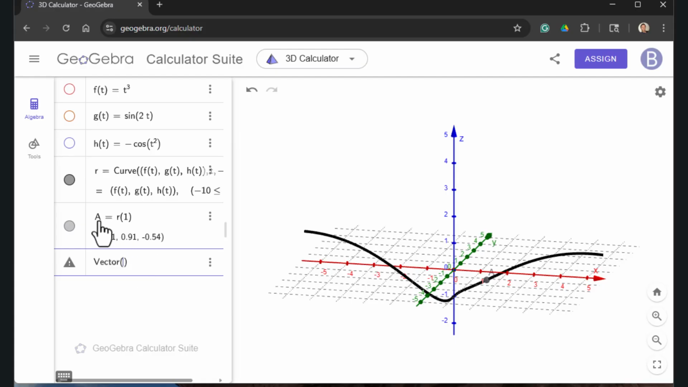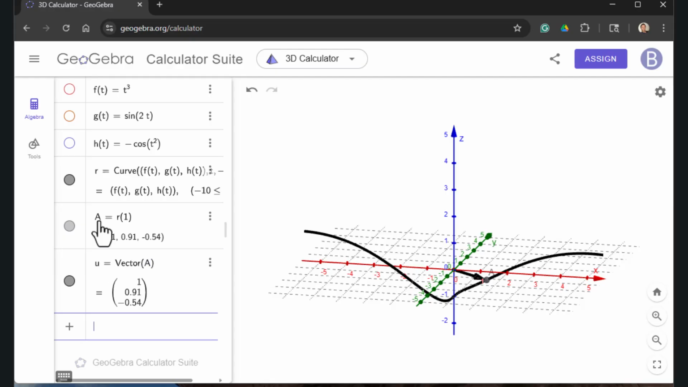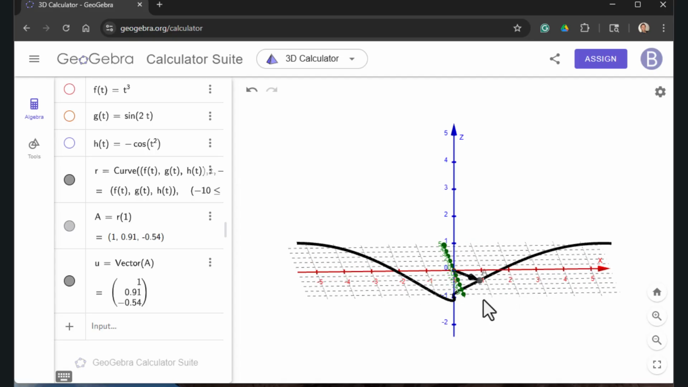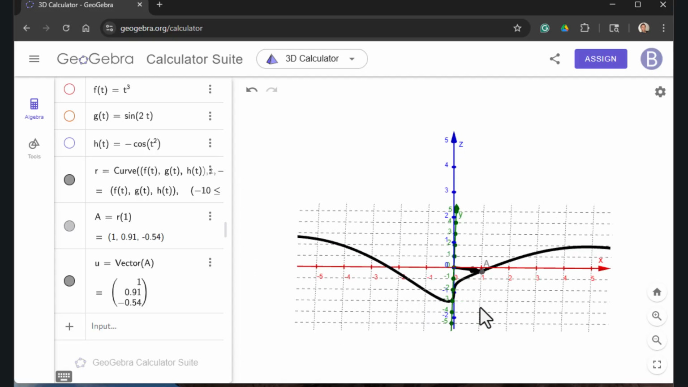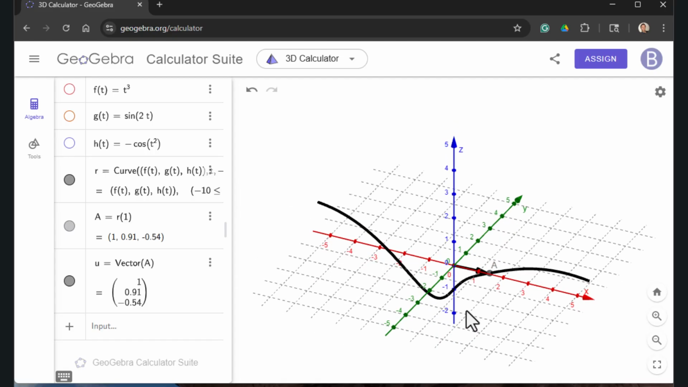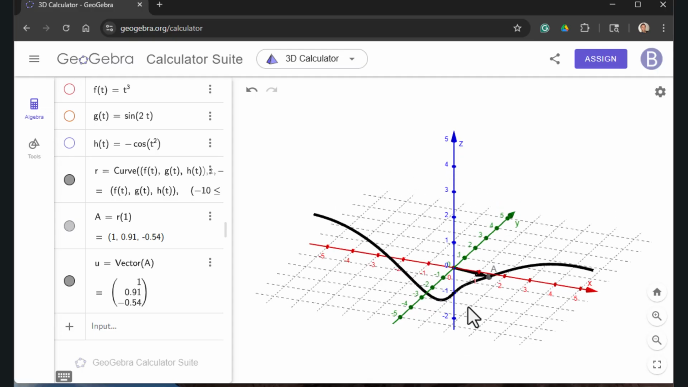But if I didn't do that step, I would still write r of 1 inside there. So I'm going to press a. Now it shows me the vector that the vector valued function is giving when I plug in 1, and it points to the coordinate of that point over there.